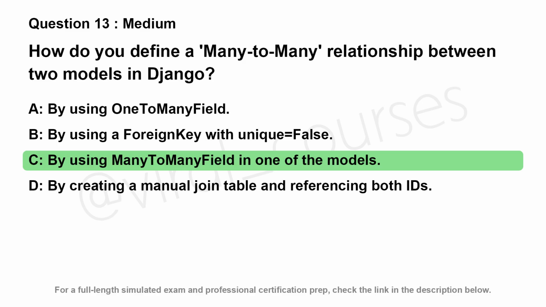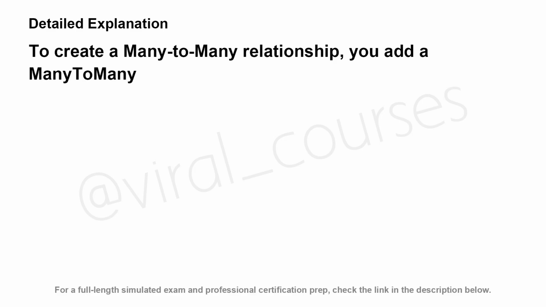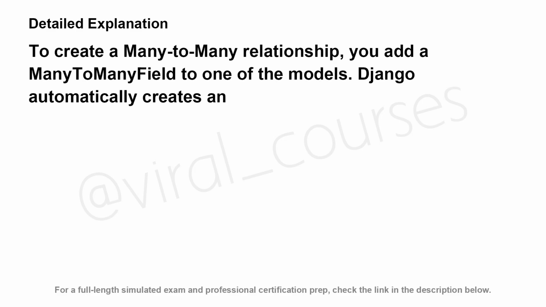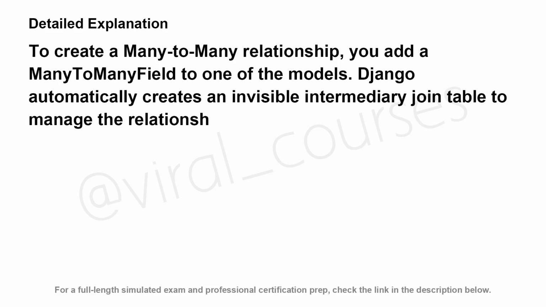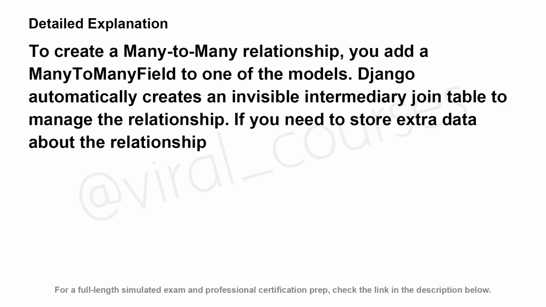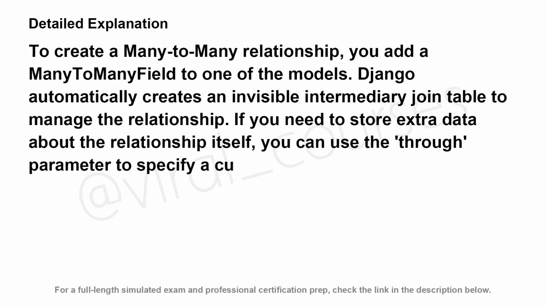The correct answer is C. To create a many-to-many relationship, you add a many-to-many field to one of the models. Django automatically creates an invisible intermediary join table to manage the relationship. If you need to store extra data about the relationship itself, you can use the through parameter to specify a custom intermediary model.